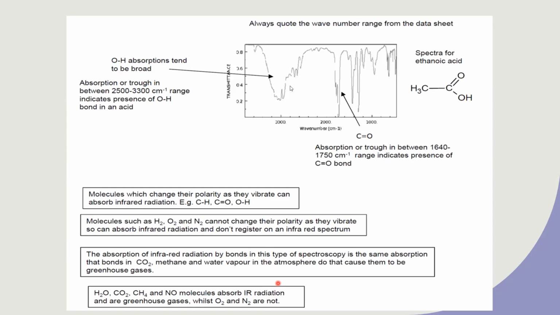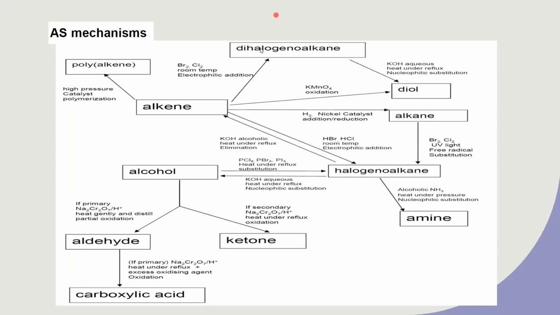So this is basically a flow chart to show how the organic chemistry reactions can occur. So yes, mechanisms are there. For example, you have an alkene. If you want to convert alkene into polyalkene, you want to make an addition polymer, so what are the conditions? You should use a high pressure and a catalyst, and this process is called polymerization.